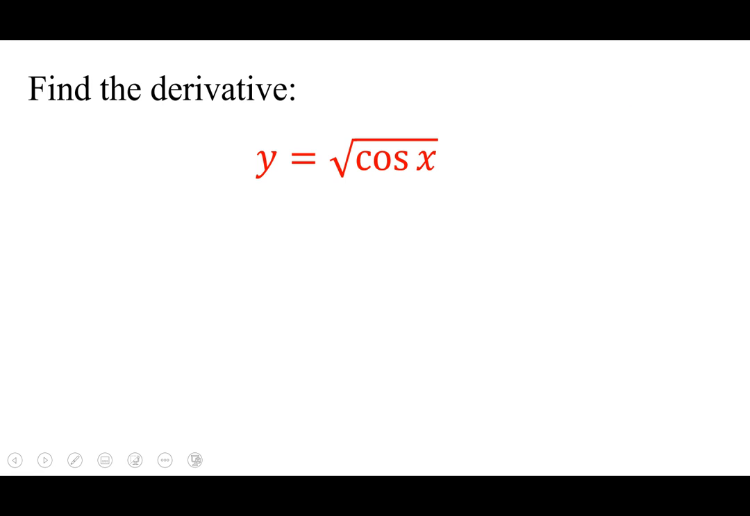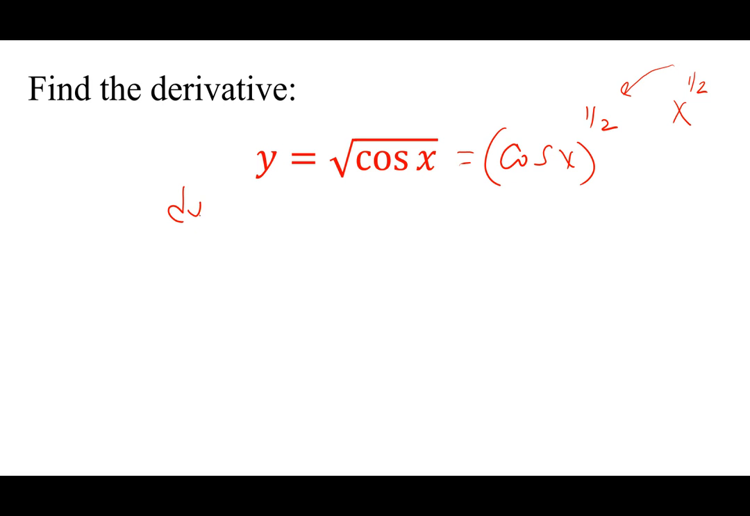Kind of something similar here, the square root of the cosine of x. So the first thing you're going to do is rewrite this as the cosine of x, the whole thing, to the 1/2 power. This is similar to the previous problem in that at the end of the day, this is a power rule problem because you're taking something to the 1/2 power.